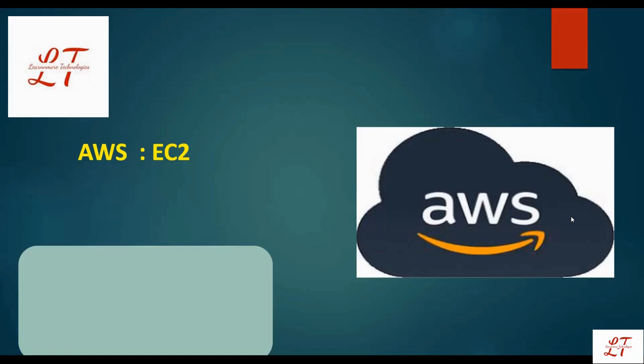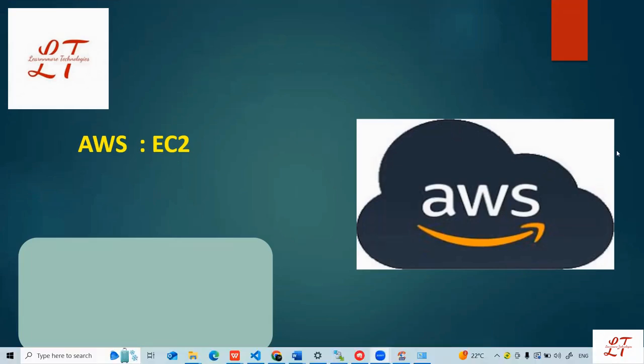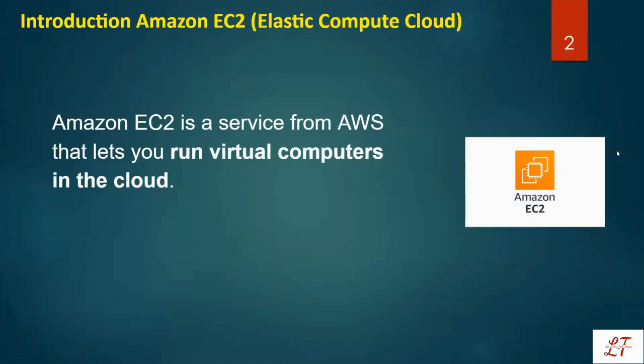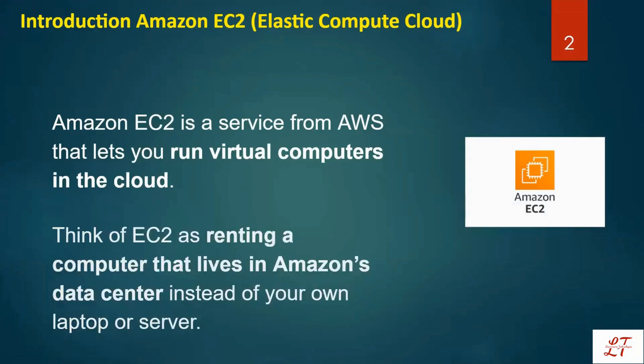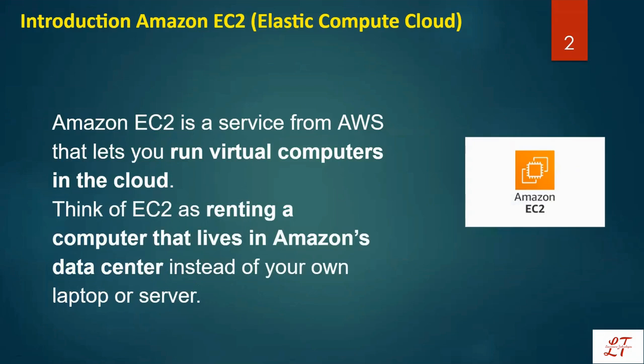So AWS came up with a solution: instead of buying those physical servers, you can just rent them virtually. You just have to pay for the services that you're using. This is when EC2 comes into the picture. Amazon EC2 is the service from AWS that lets you run virtual computers in the cloud. You can consider EC2 as renting a computer that lives in an AWS data center instead of your own laptop or servers.